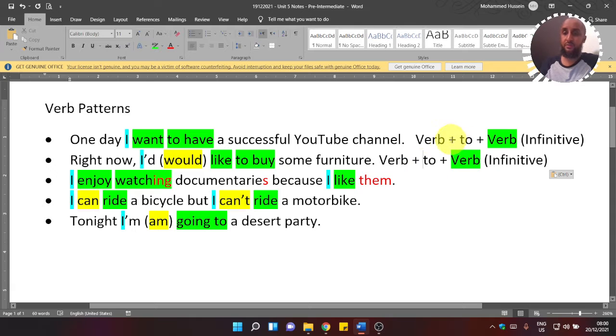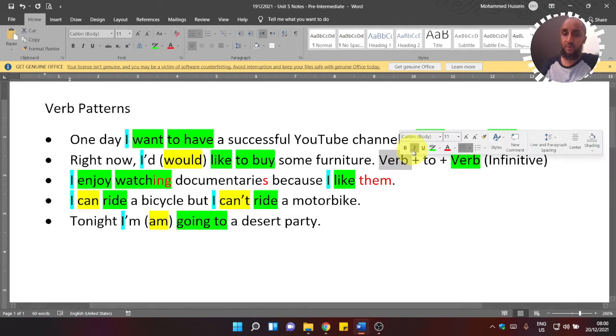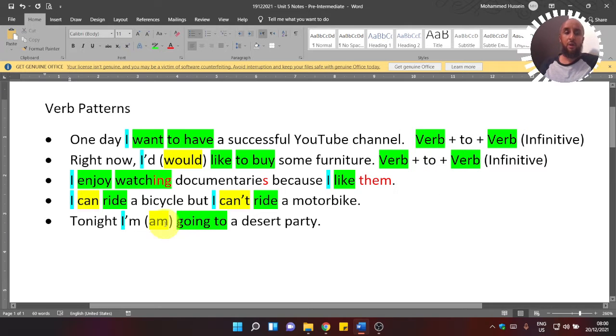Good. All right, let me also highlight this and make it green as well. This is the main verb. All right, and what about the next one here? This next one is more interesting.